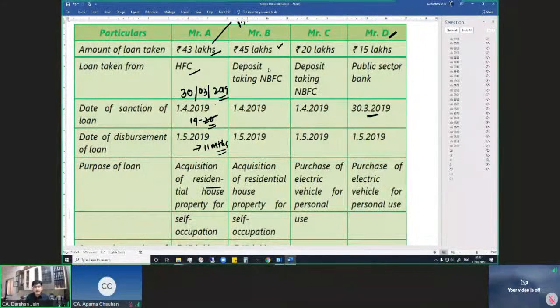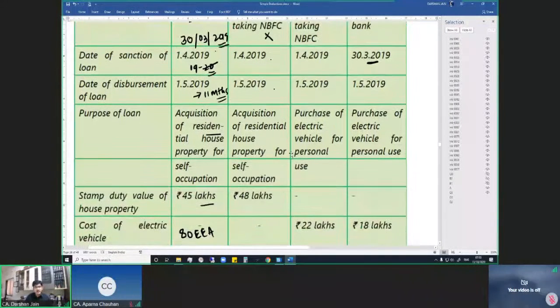It is a deposit taking NBFC. Well, in case of 80EE, deposit taking NBFC is not an eligible institution. Since it is not an eligible institution, the amount would not be deductible under 80EE. However, you can always claim deduction under 24 clause B. There is no bar as far as whoever you take the loan from, you can claim deduction under 24B, but not under 80EE. The date of sanction of the loan was 1/4/2019. Date of disbursement is again 1/5/2019.